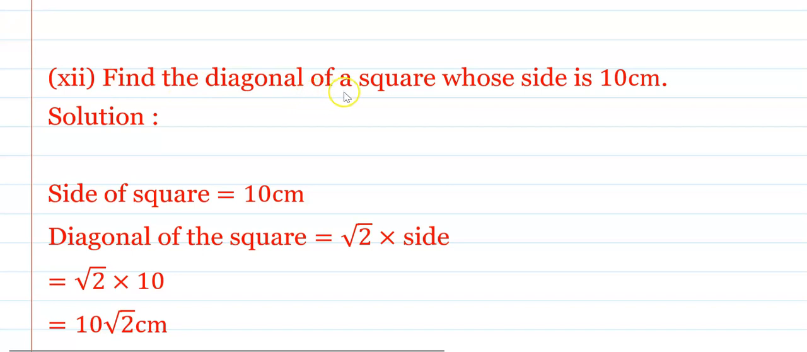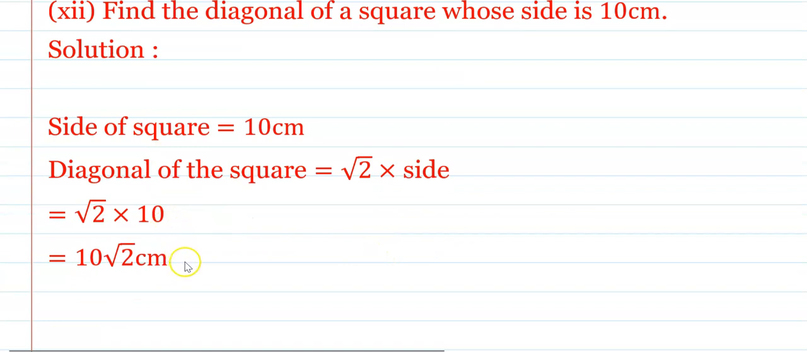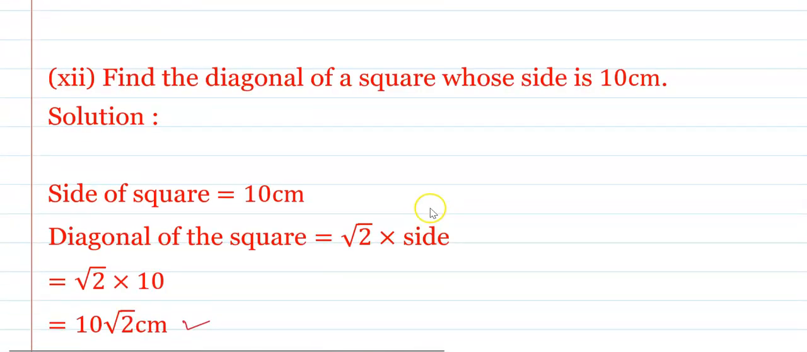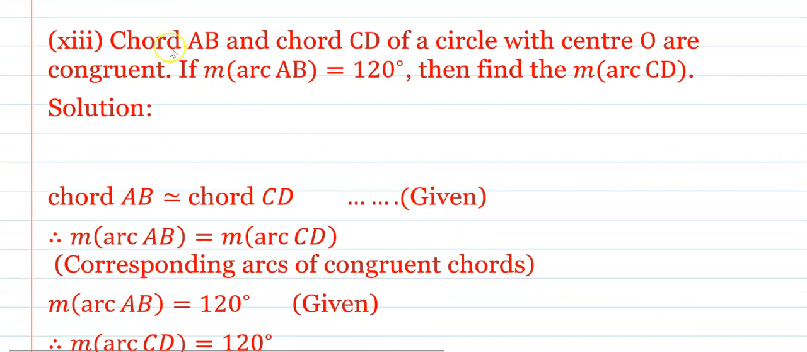Now we take the next question. Find the diagonal of a square whose side is 10 centimeter. Easy question. Side of square is 10 centimeter. Diagonal of square is equal to root 2 into side. That is root 2 into 10, that is equal to 10 root 2 centimeter. This is the diagonal of a square. Okay, easy formula. Now the next.